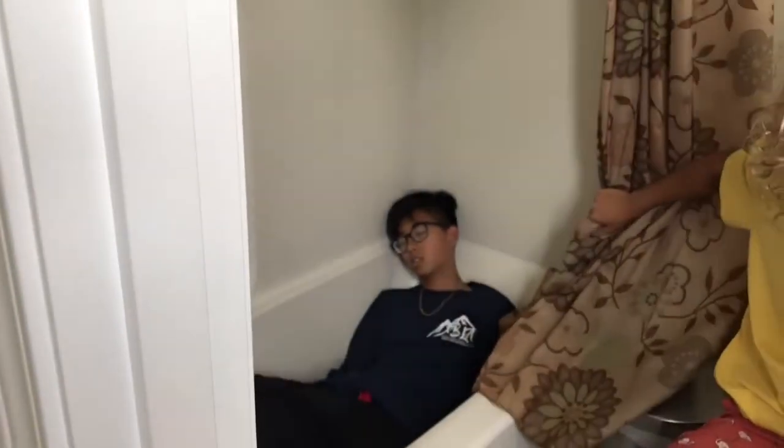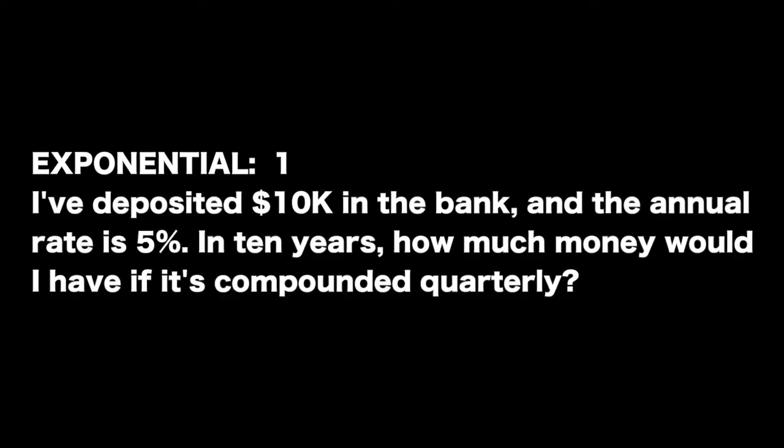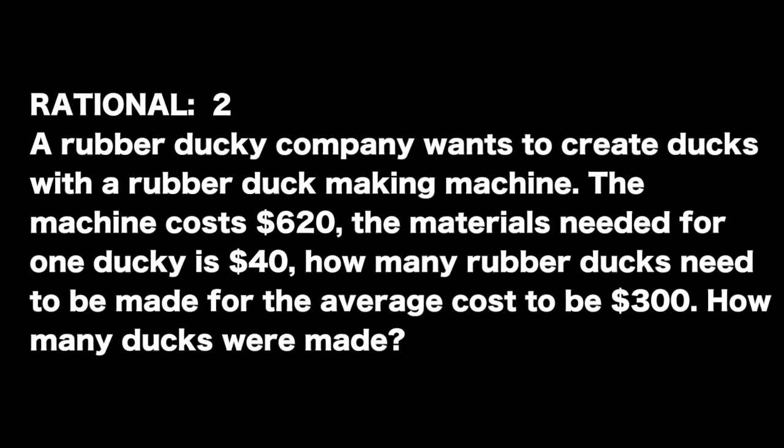You want Tony back? Solve these math problems. I deposited $10K in the bank and the annual rate is 5%. In 10 years, how much money would I have if it's compounded quarterly? A rubber duck company wants to create ducks with a rubber duck making machine. The machine costs $620. The materials needed for one ducky is $40. How many rubber duckies need to be made for the average cost to be $300? How many duckies were made?